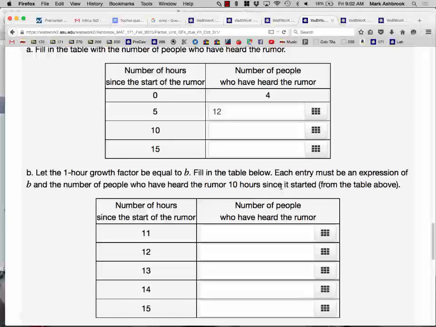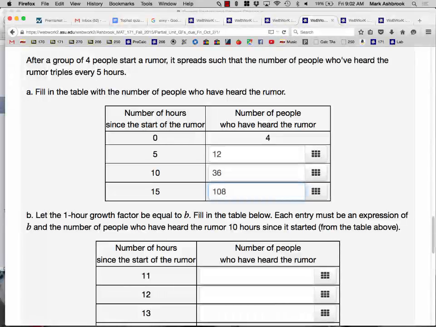Okay, so then 5 hours after that? 36. And then 5 hours after that? Okay. So what growth factor do we have from that? Which one is it, and what is the growth factor? So what is a growth factor? It's a multiplier on the output to get a new output. So what is our multiplier here? 3 is the multiplier. And so is this the 1 unit growth factor of 3?